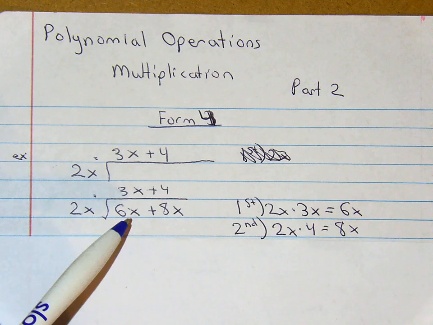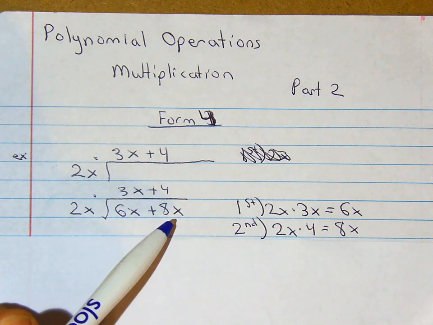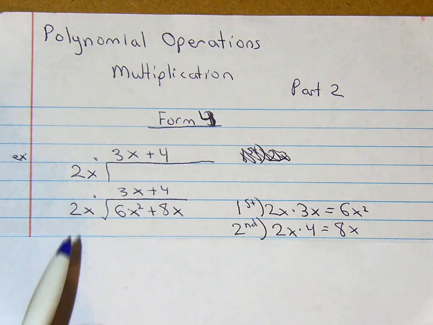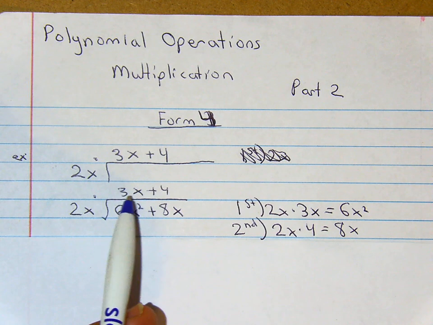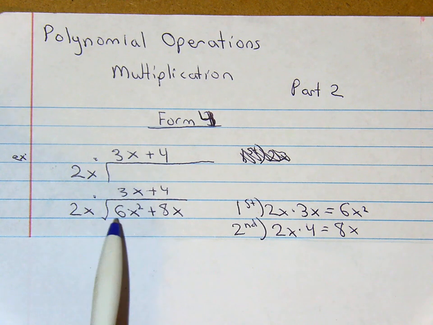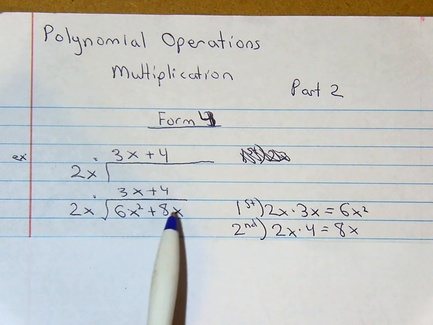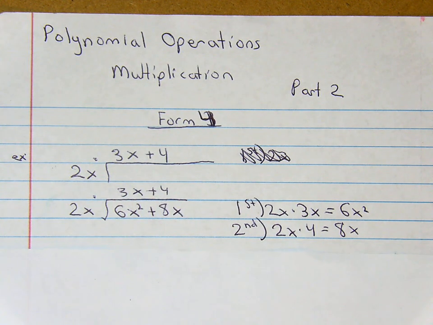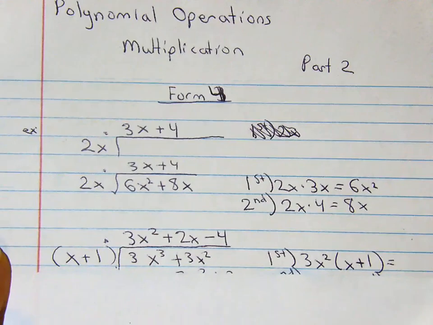And this also goes forward and backwards for our division. If I have 6x squared plus 8x, oops, and this should be squared, divided by 2x, my answer would be 3x plus 4, because 2x times 3x gives me 6x squared, 2x times 4 gives me 8x. So you can start seeing how multiplication and division are related. So let's come down to our next example.